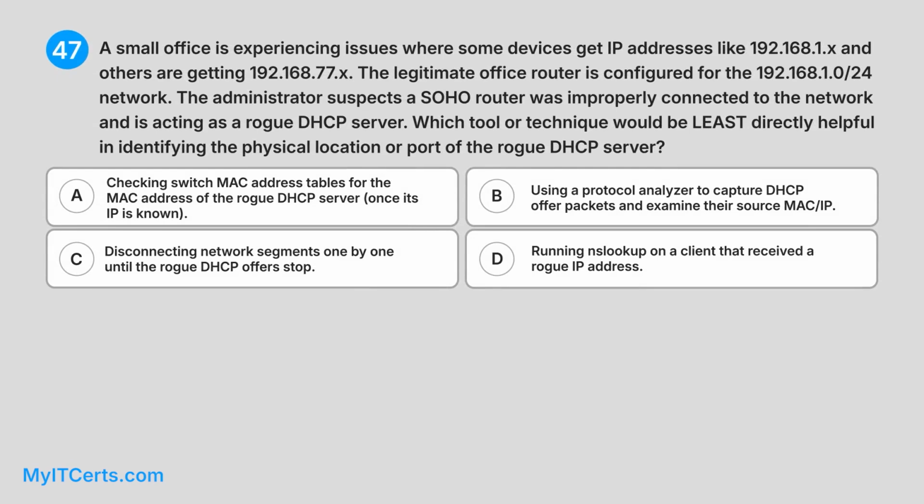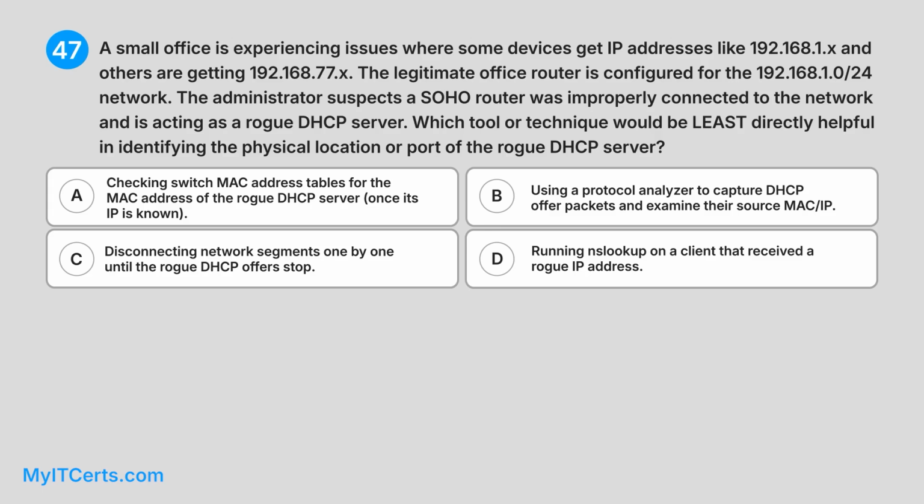47. A small office is experiencing issues where some devices get IP addresses like 192.168.1.x and others are getting 192.168.77.x. The legitimate office router is configured for the 192.168.1.0/24 network. The administrator suspects a SOHO router was improperly connected to the network and is acting as a rogue DHCP server. Which tool or technique would be least directly helpful in identifying the physical location or port of the rogue DHCP server?